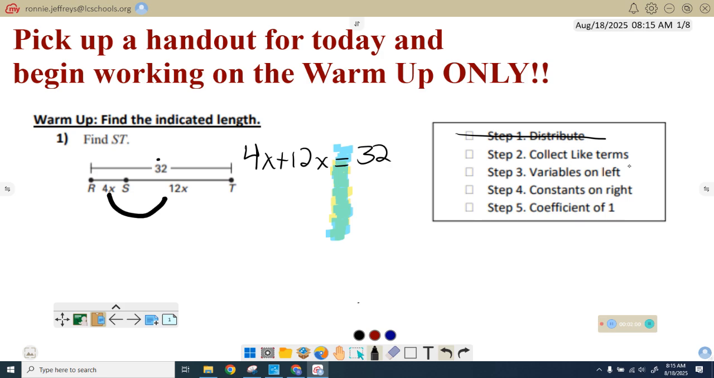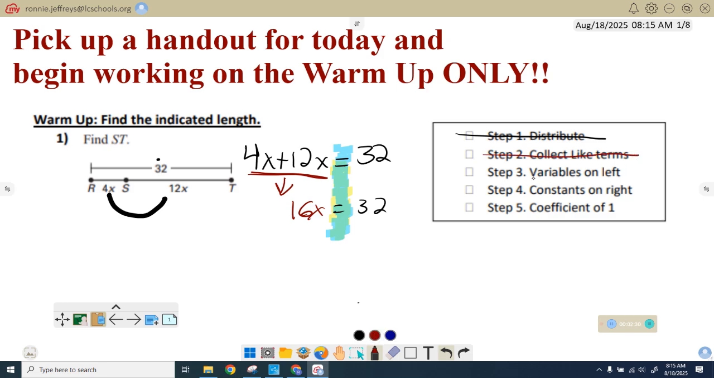All right, collect like terms. That's kind of what I was trying to show you last week when I was drawing my little highlighter wall. These two are on the same team, okay? So we're going to add these. So if I have 4 of one thing and 12 of another, what do I have? 16. All right, so I have collected like terms.